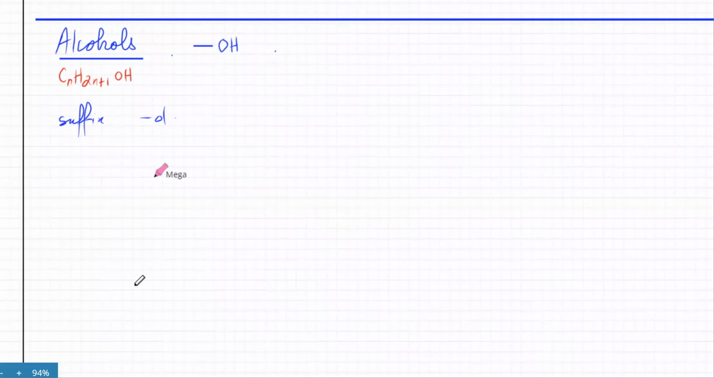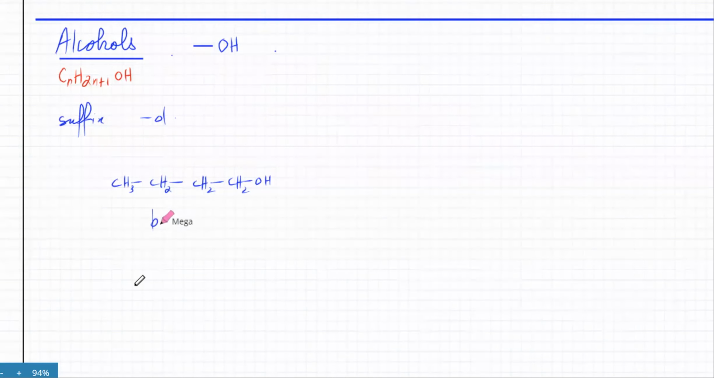So let's start with a simple molecule. I've got an OH and 2 H's with this one, 2 hydrogens, and this one will have 3 hydrogens. So can anyone tell me what's the prefix? How many carbon atoms? It's going to be but, and the suffix is ol.